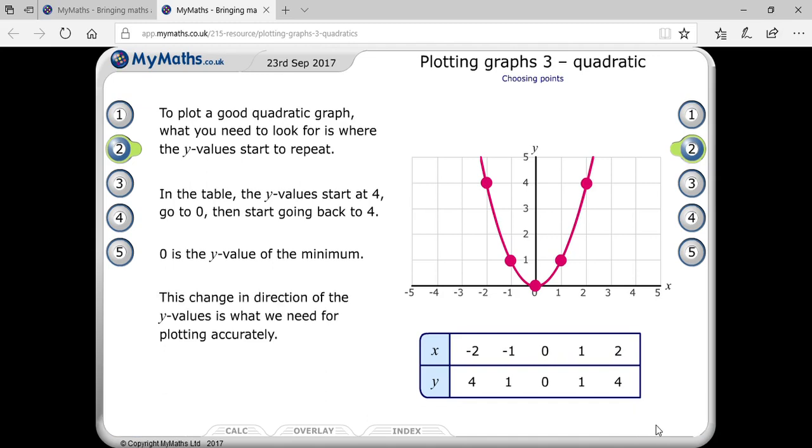This change in the direction of y values is what we need for plotting accurately. Okay? Do you understand that?